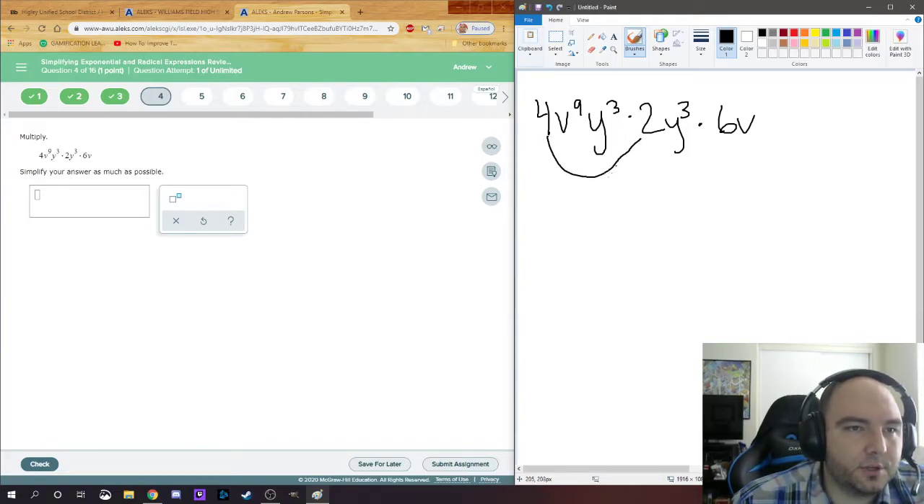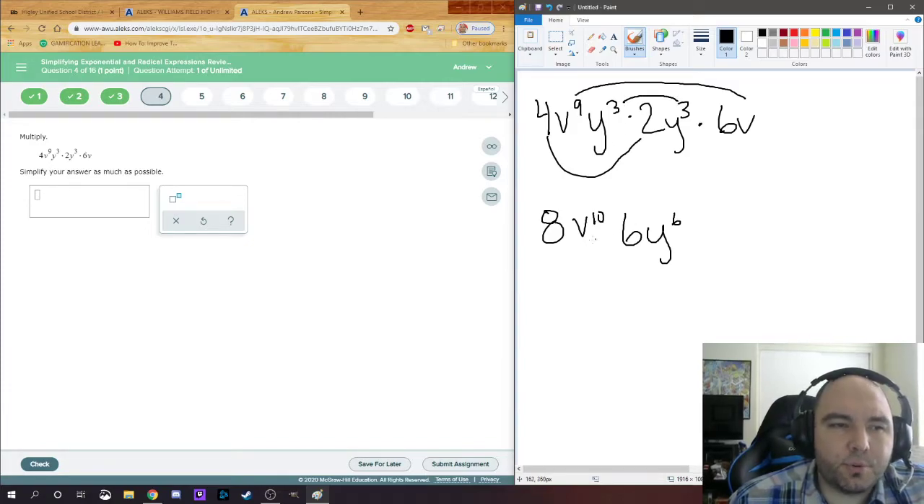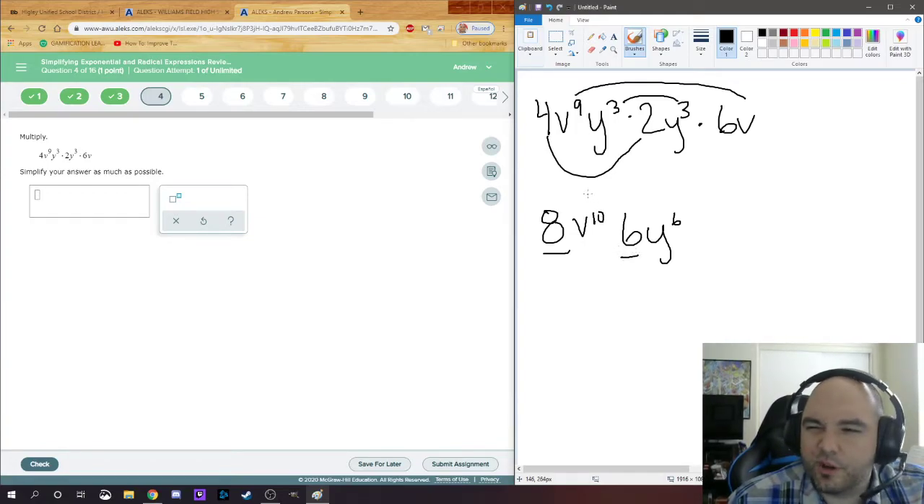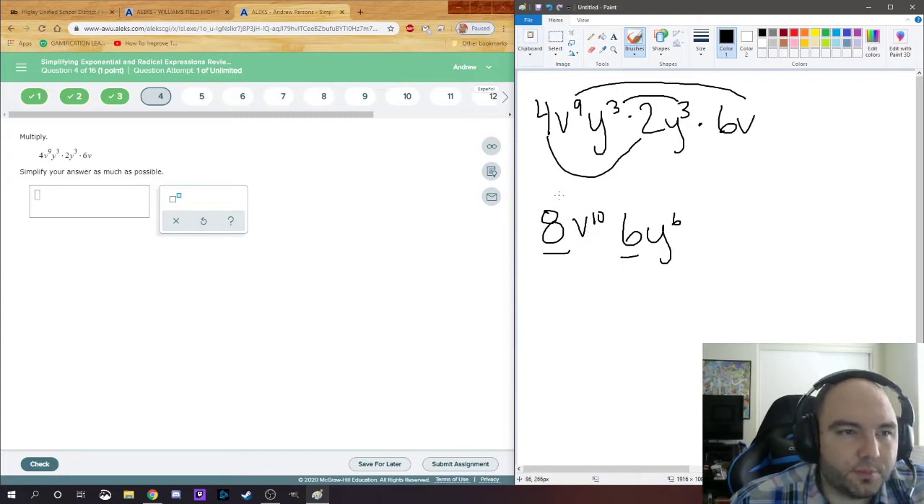They did 4 times 2, and they made 8, and they did v to the 9 and v, and that made v to the 10, and then they did this thing where they're like 6y to the 6, because the 3 and the 3 make 6. But here's the problem. This isn't right. You can't have 8 and 6 like that. I saw so many people have two numbers in there. It's weird to me. You have to further multiply. You can't have 8 and 6. They have to be combined as one. 8 times 6, which is 48. V to the 10, y to the 6.